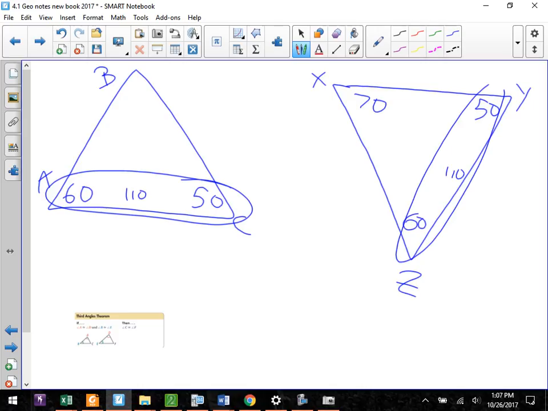Which makes this one... So just like Chase was saying a second ago, when you have two angles that are congruent to each other between two triangles, the 50, the 50, the 60, the 60, the third angle will always be equal between the two. Always, always, always. Because math. Because they always have to add up to 180. Like you were just saying, you brought it up. That's something called the third angle theorem.